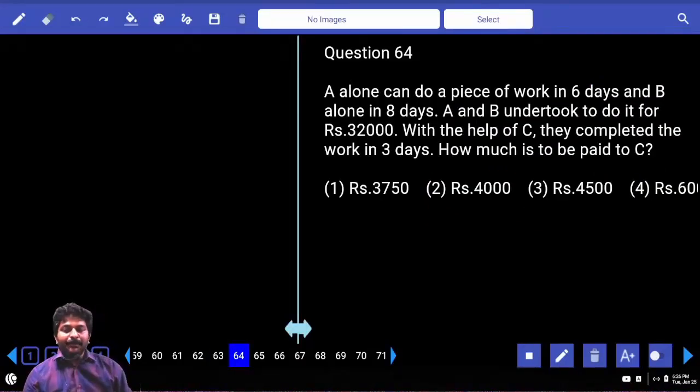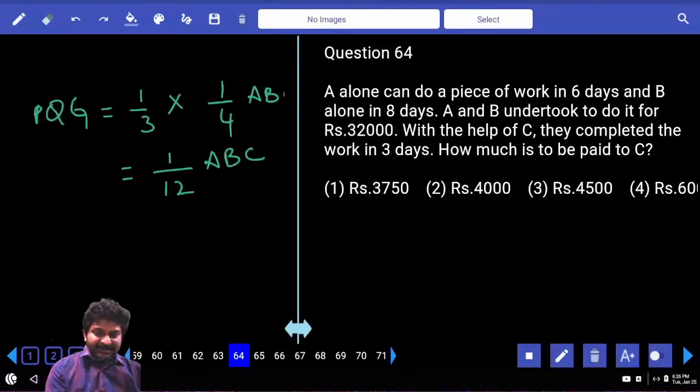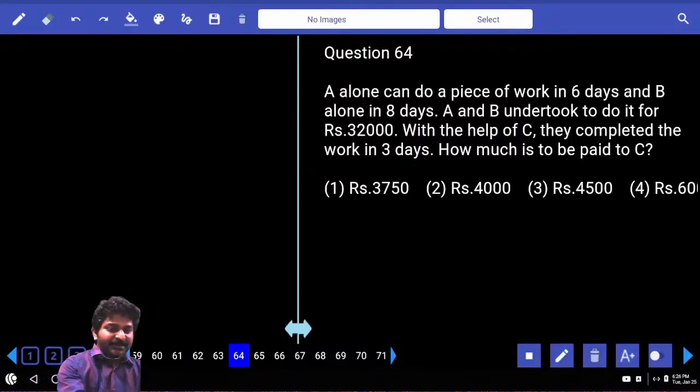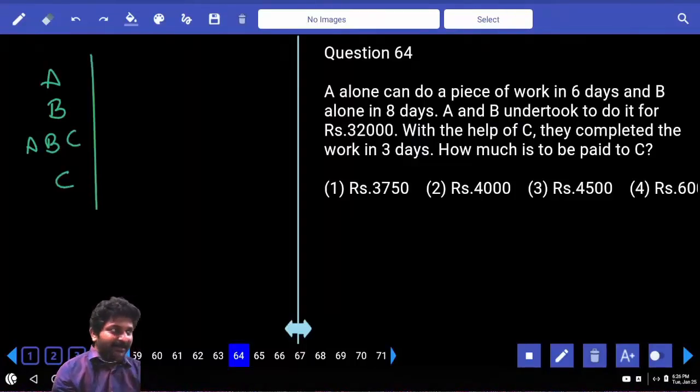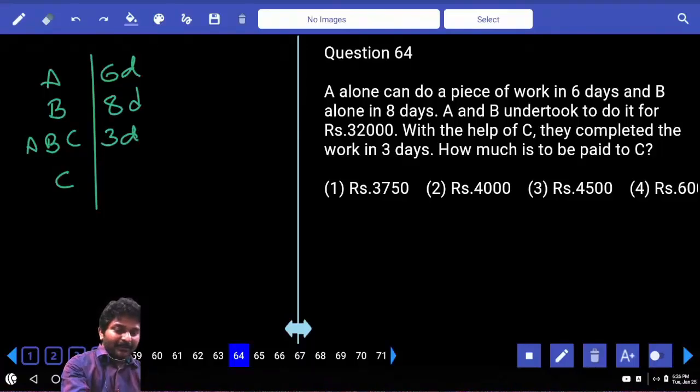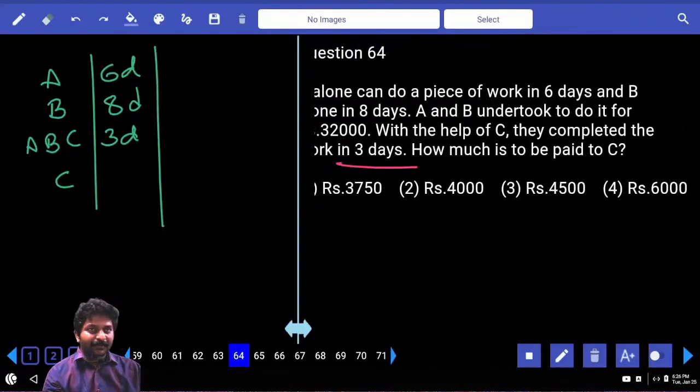A alone can do a piece of work in 6 days, B alone can do it in 8 days. A and B undertook to do it for 32,000 with the help of C. They completed the work in 3 days. How much is paid to C? Right, ABC information. Now our question is about C. A can do it in 6 days, B in 8 days, all together in 3 days, as stated.